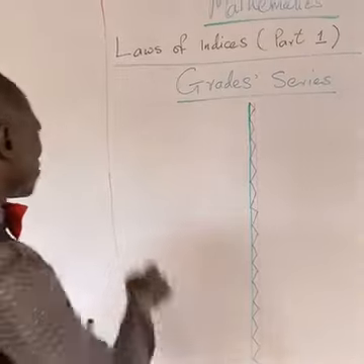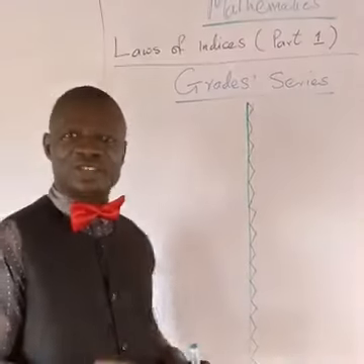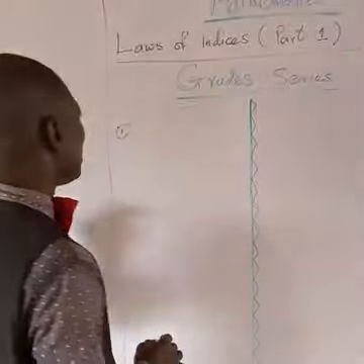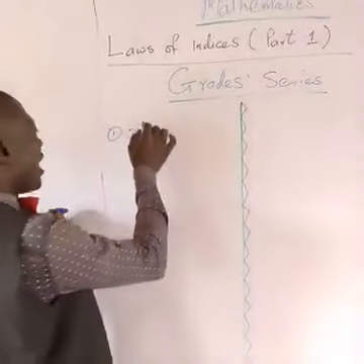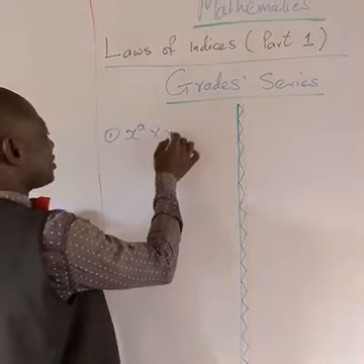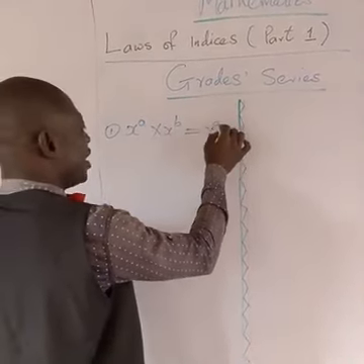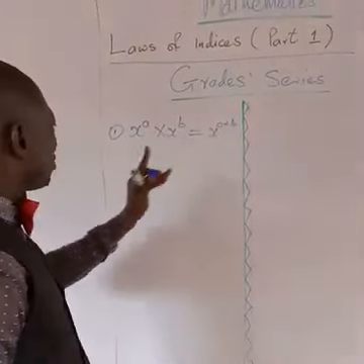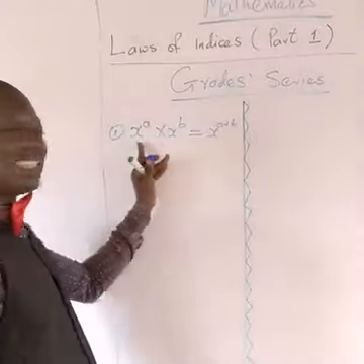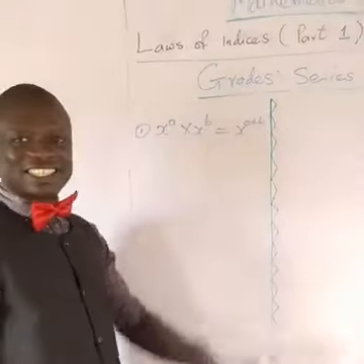Laws of indices number one. Let us have this law that is called the addition law. We take it that if x raised to power a times x raised to power b, the law is saying that it is x raised to power a plus b. In other words, when we have multiplication between the same base, we are going to add the indices.